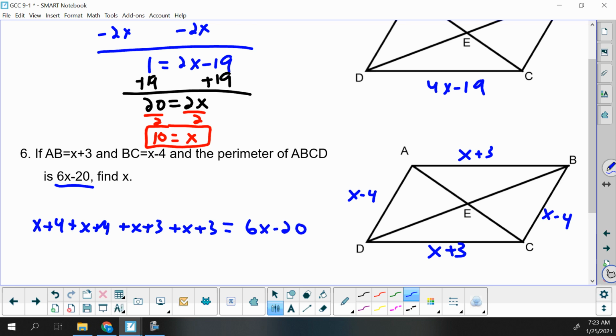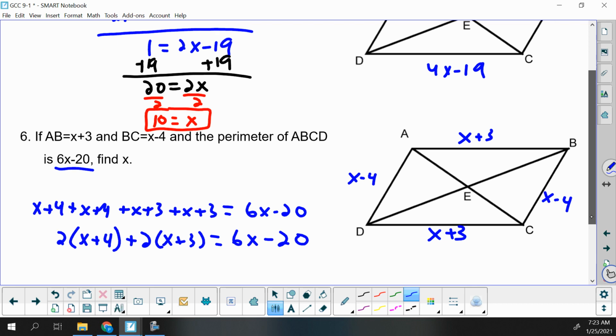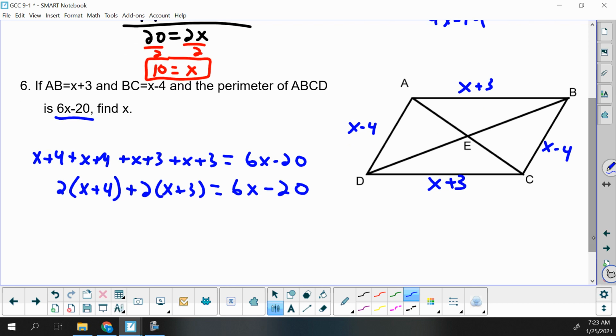Now on that left side, I could have written that in a shortcut way. X plus 4 plus x plus 4 is also 2 times x plus 4. So I could have written it as 2 times x plus 4 plus 2 times x plus 3, again, equals what they told us the perimeter was. So we would want one of those two things written. So let's say we took the top one. If we combined our like terms, we would have 4x's. 4 and 4 is 8. 3 and 3 is 6. 8 and 6 would give us 14.